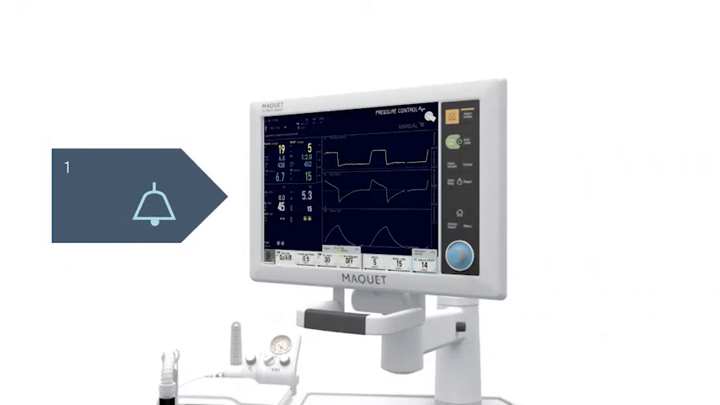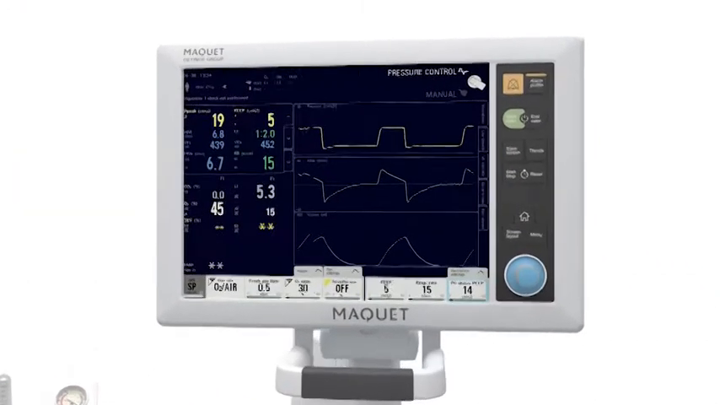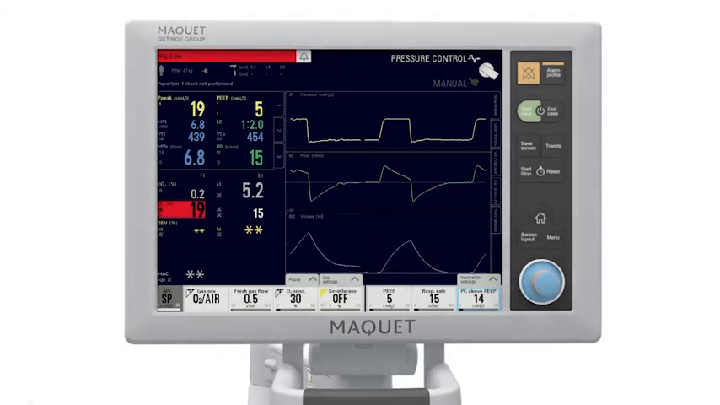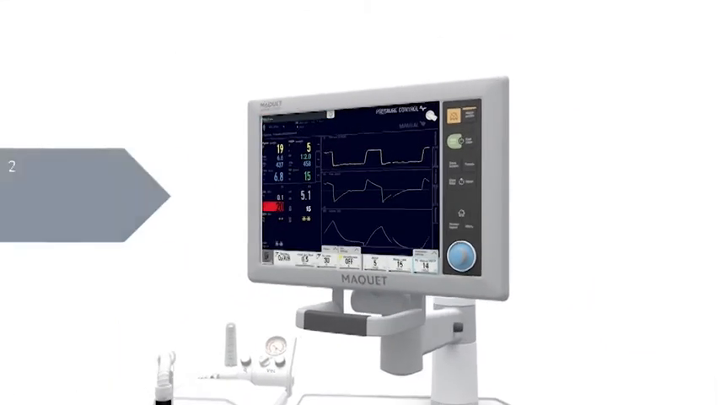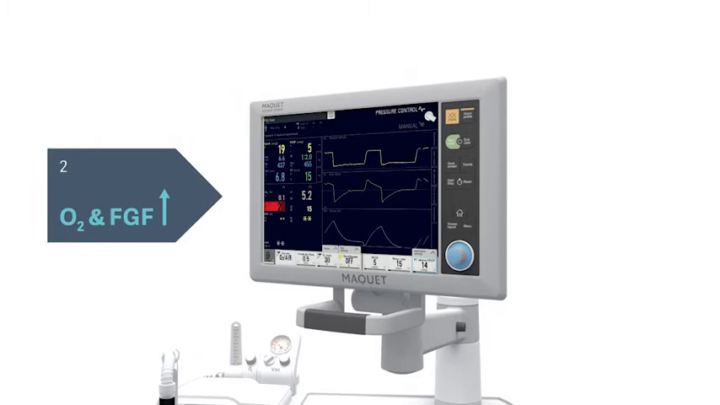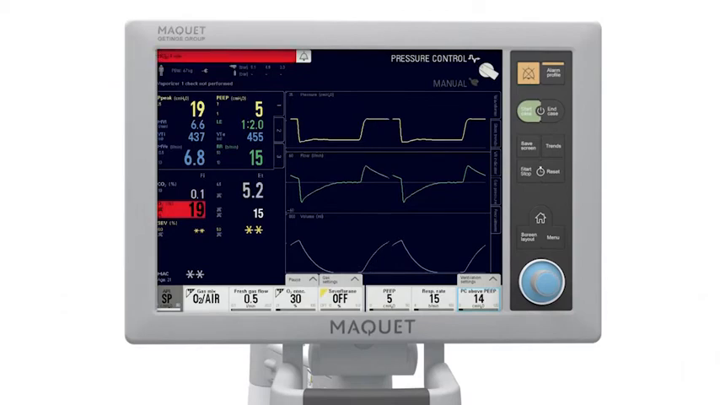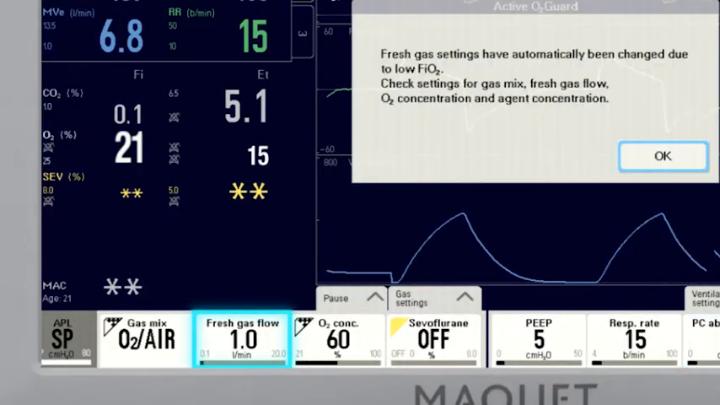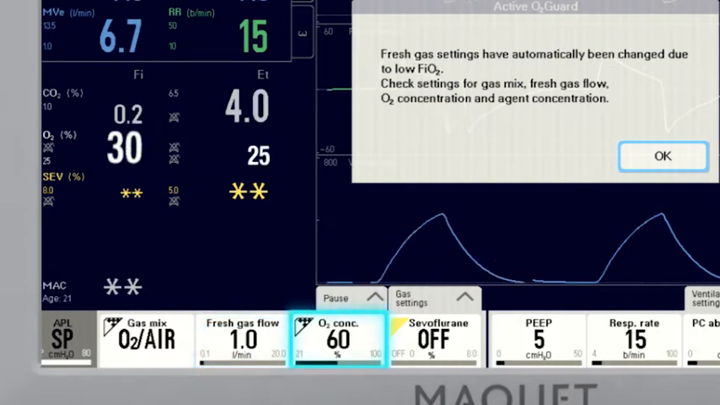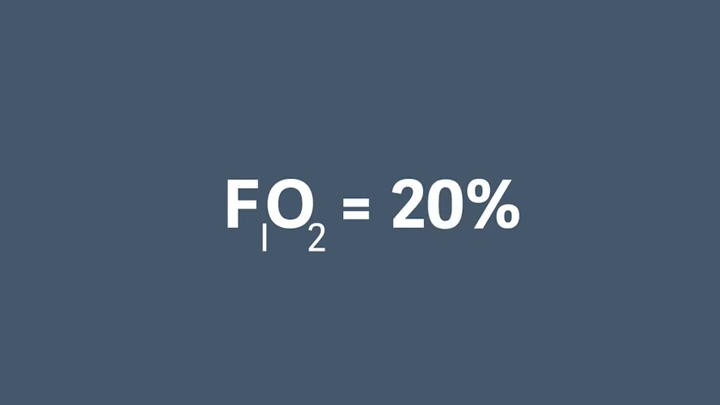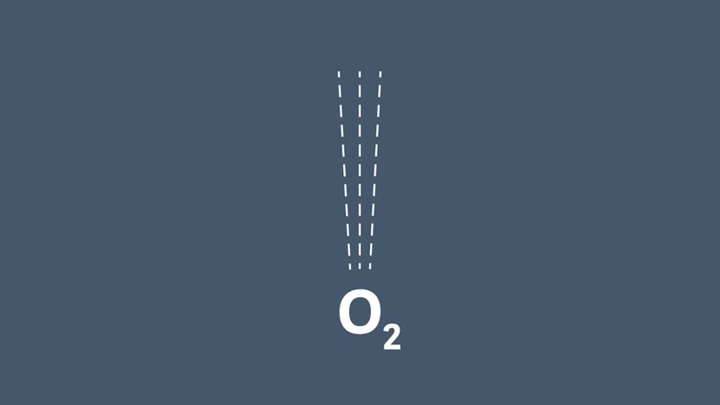In the first step, an alarm sounds to warn that the inspired oxygen level is at the threshold. Then, if the oxygen level drops below 21%, and the clinician isn't able to take action within 20 seconds, the fresh gas flow will automatically increase to 1 liter per minute, and the oxygen level to 60%. If the inspired oxygen is not recovered, the system will flush with 100% oxygen, and the fresh gas will increase to 3 liters per minute.